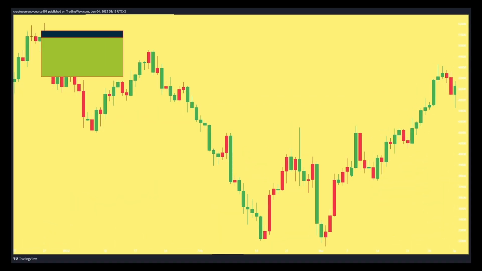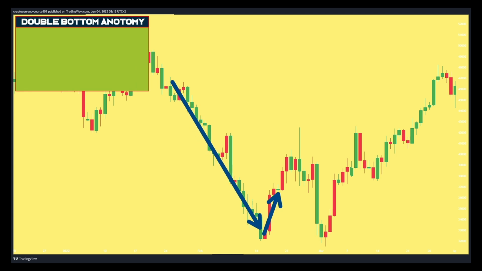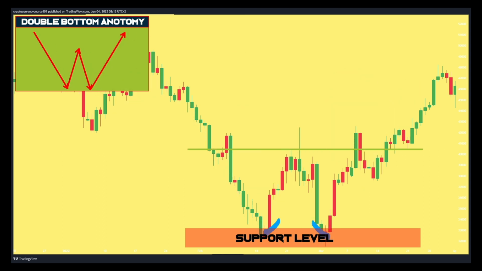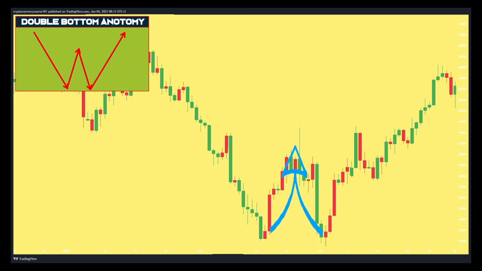Now, going the other way. You first have your moving downtrend, price then makes 2 same lows. The bottoms essentially make a support level. This swing high here forms the neckline.